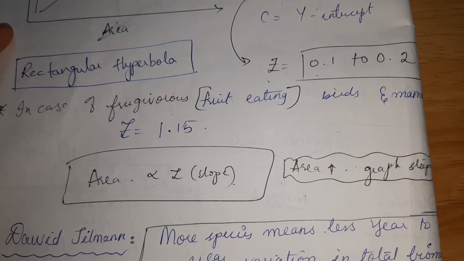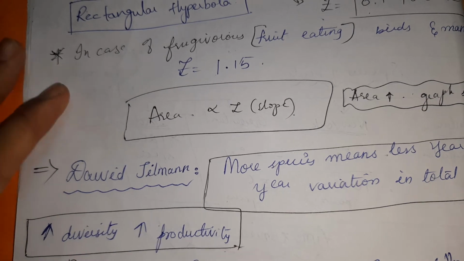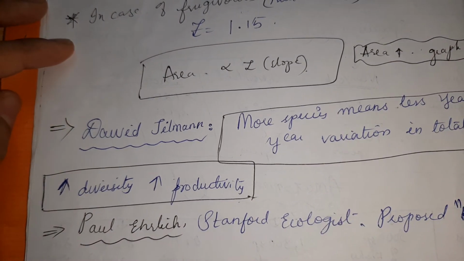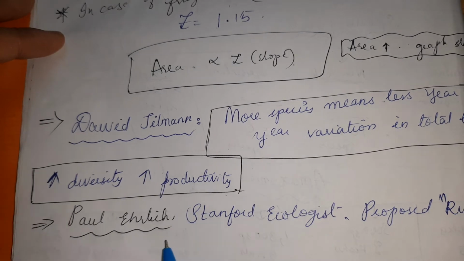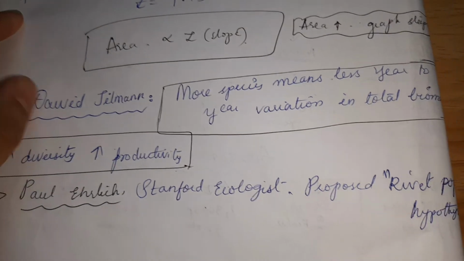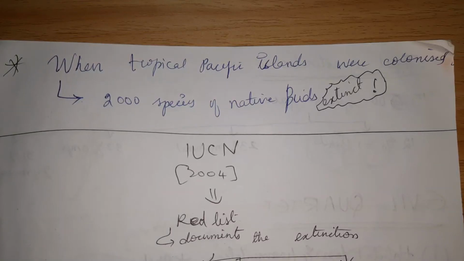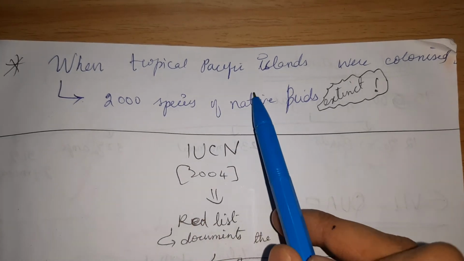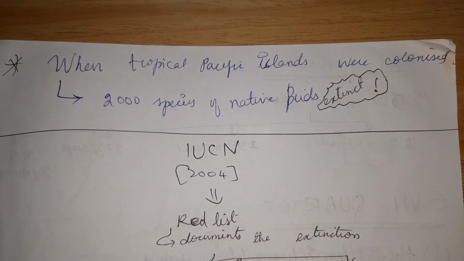Then we have a statement given by David Tilman: more species means less year to year variation in total biomass, which means the more the diversity, the more the productivity. We have another scientist's statement, by Paul Ehrlich, a Stanford ecologist, who proposed the most popular Rivet Popper hypothesis. Another important statement is that when tropical Pacific islands were colonized, more than 2000 species of native birds got extinct.